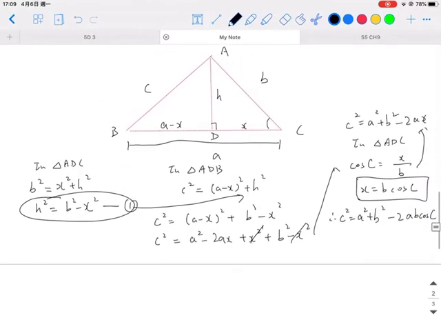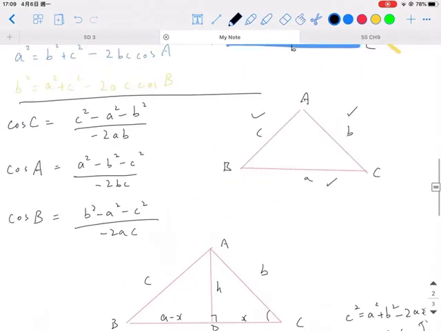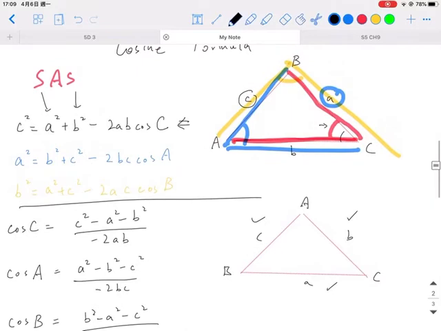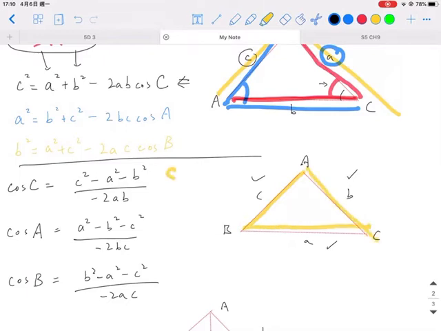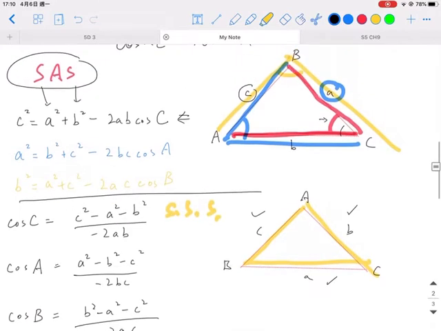So you need not memorize this. You just remember the key concept: the first one is the SAS format, and the second one is the SSS format. Okay, so once you know SAS or SSS, then you can find every angle and side of the triangle.